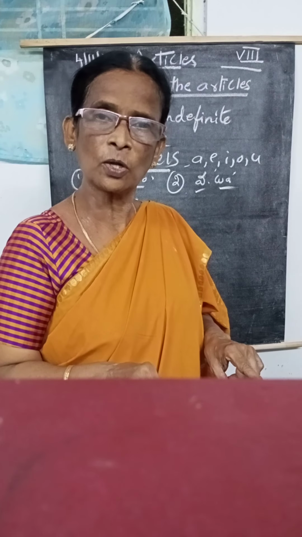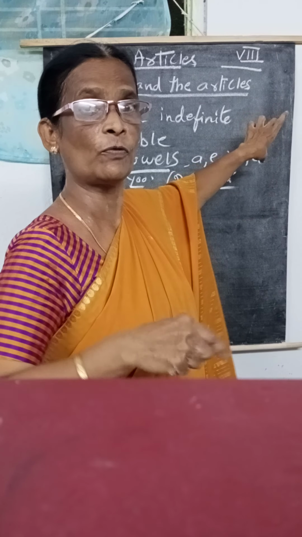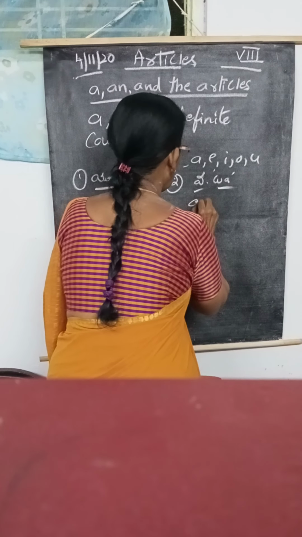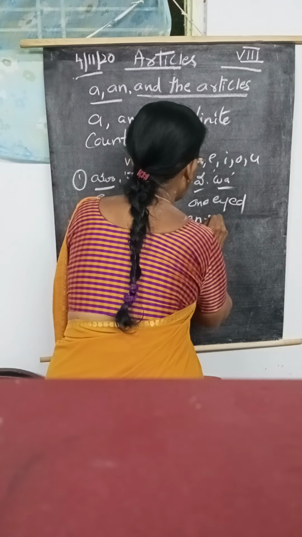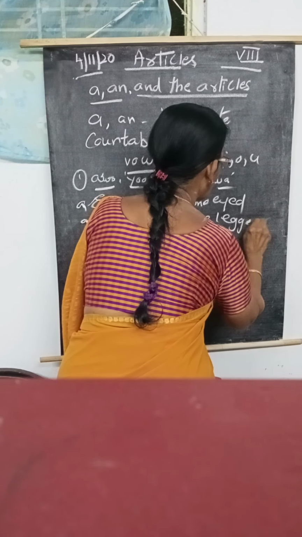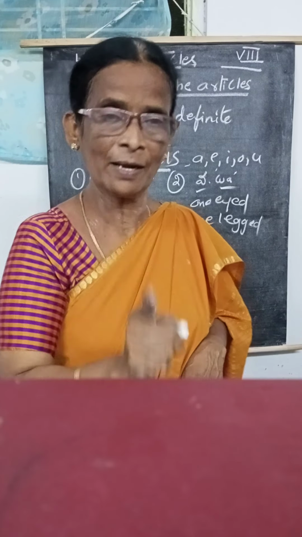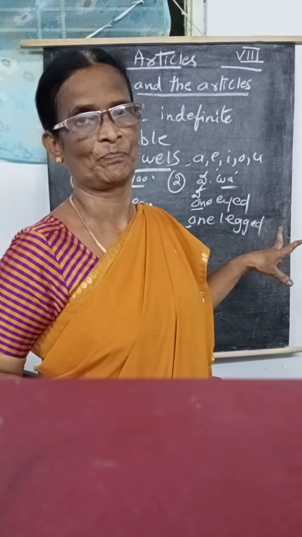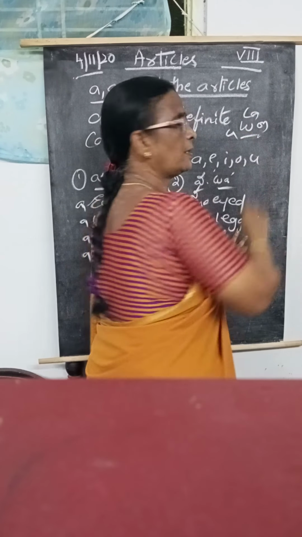That wa sound also comes from a vowel. Can you tell anyone? These 5 letters, you remember it? What word will get the wa sound? Okay. One-eyed person. One-legged person. Actually, before the vowel, what do we have to use? An. But here, this O will give the wa sound. One. So the W in one is the consonant. We are writing a.